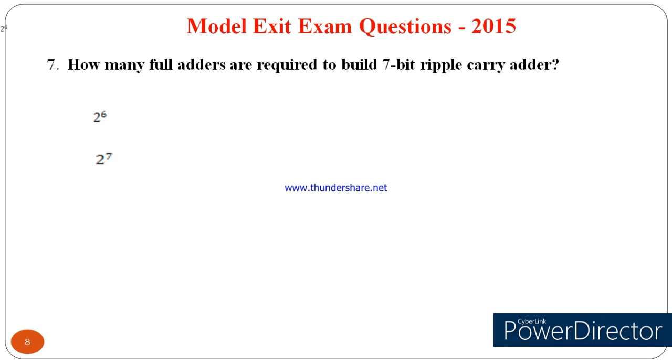Question number 7. How many full adders are required to build a 7-bit ripple carry adder? A, 7; B, 2 to the power of 6; C, 8; D, 2 to the power of 7. To build a 7-bit ripple carry adder, 7 full adders are required. So the answer is A.